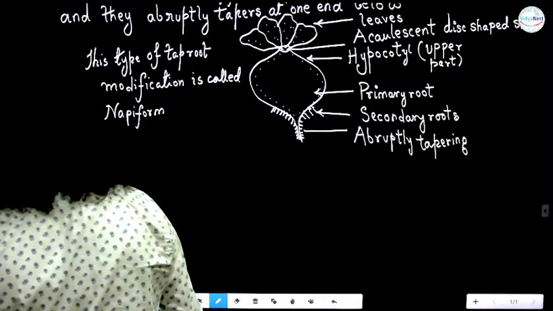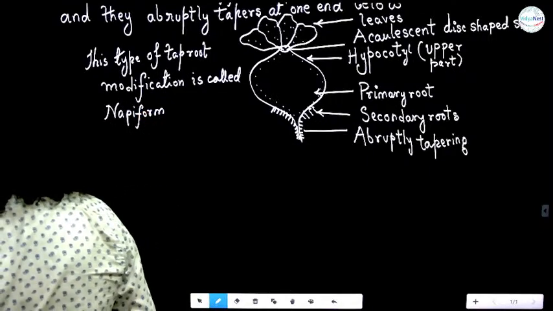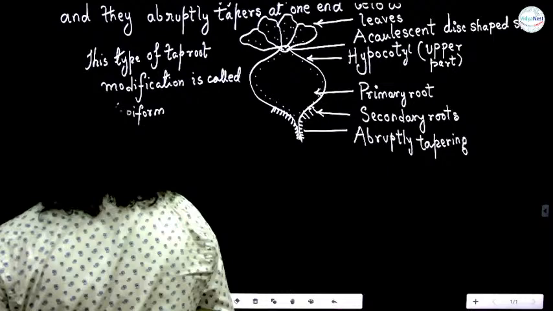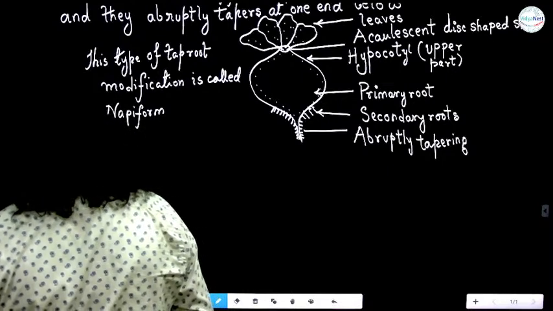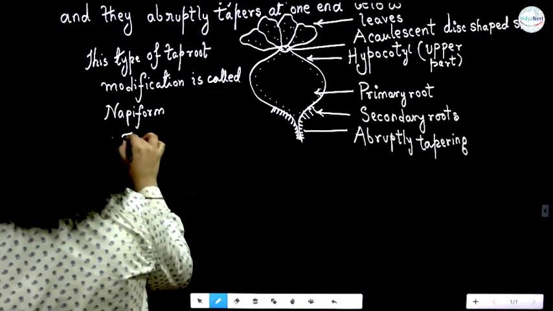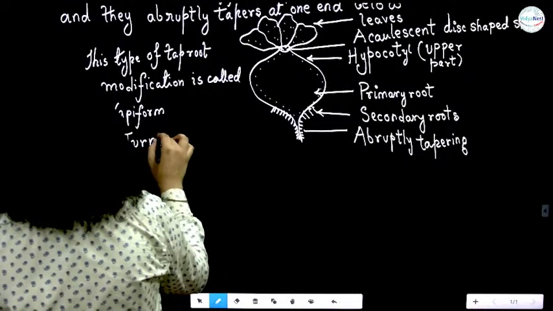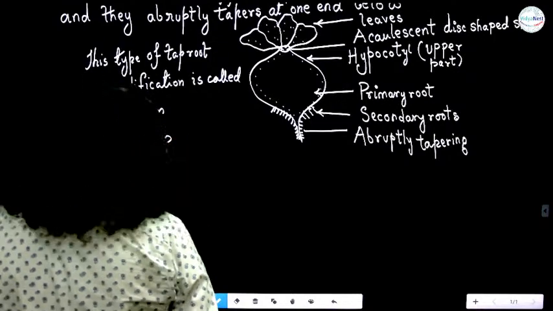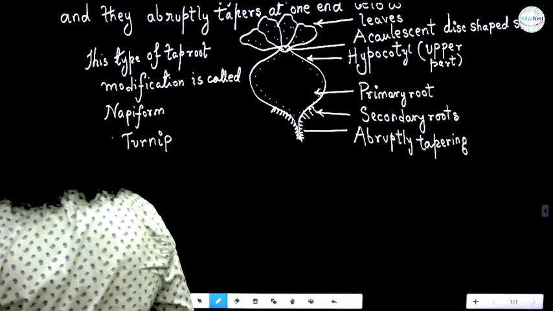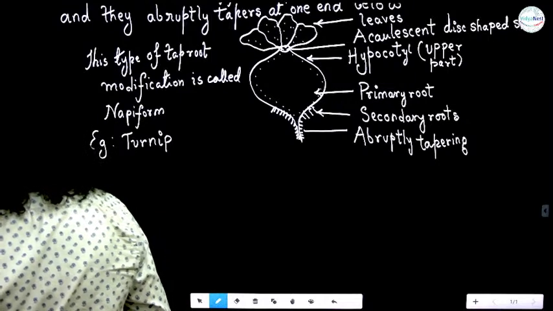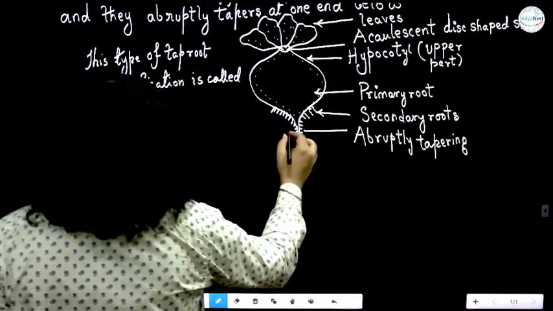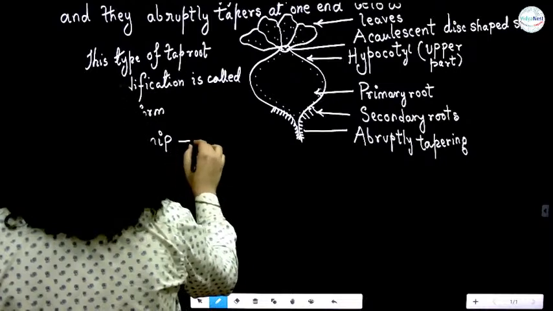And moreover, we can see that it is found in case of turnip, and many other roots also show this type of swelling. Now, one of the examples we can cite over here is turnip. In case of turnip, we see that only in the lower part there is presence of secondary roots. So here the secondary roots are present in the lower part.